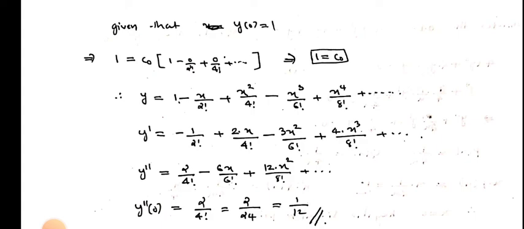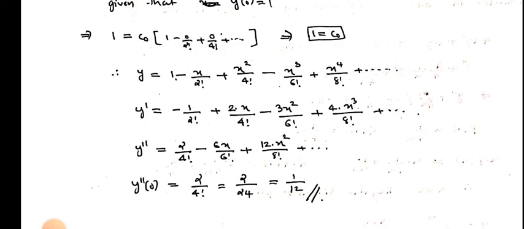Differentiating y with respect to x, we get y dash is equal to minus 1 by 2 factorial plus 2x divided by 4 factorial minus 3x square by 6 factorial plus 4x cube by 8 factorial plus etc. Similarly, differentiating y dash with respect to x, we get y double dash of x is equal to 2 by 4 factorial minus 6x by 6 factorial plus 12 into x square by 8 factorial plus etc.